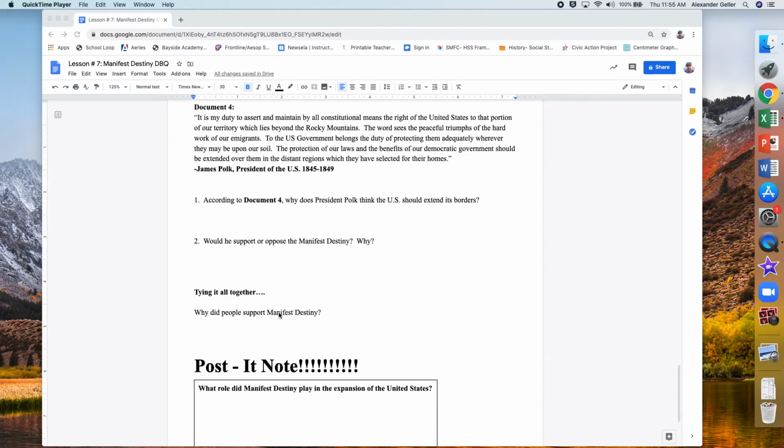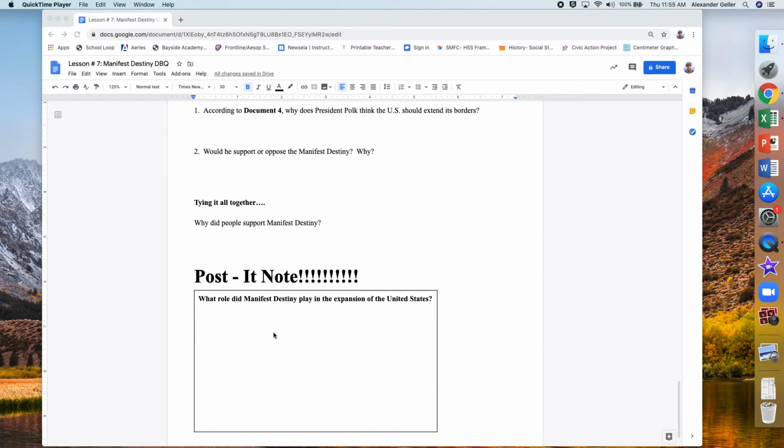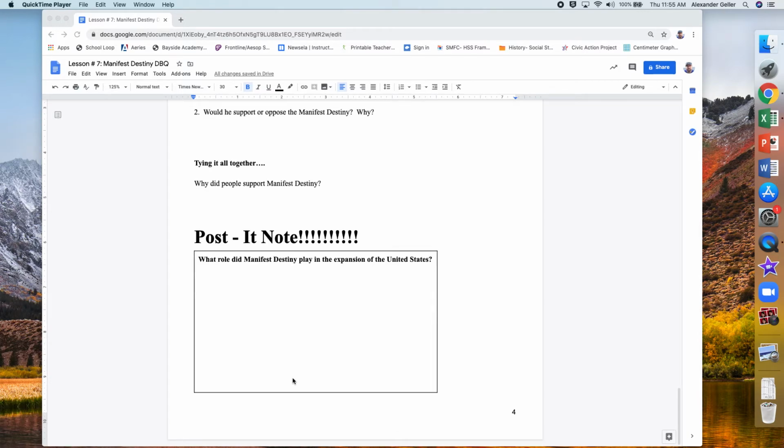Now, we're going to bring this all together. Why did people support manifest destiny? I kind of want you to do this in a complete sentence. And then finally, we're going to do our post-it note. What role did manifest destiny play in the expansion of the United States? This will also be done in complete sentences.